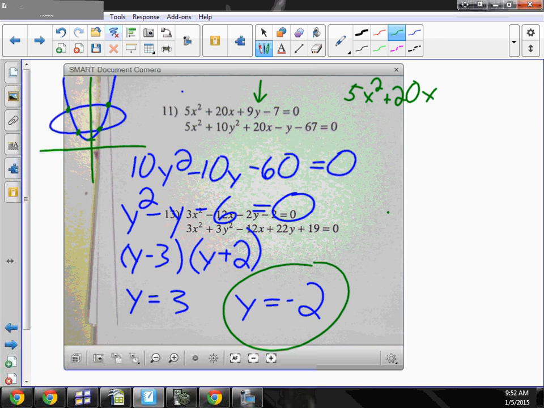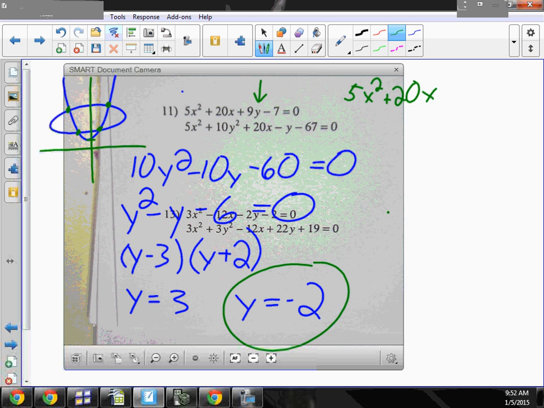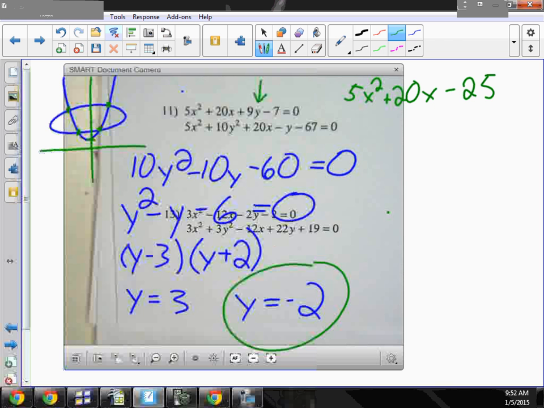So she asked, we changed all the signs. Well, it's still going to work. No matter if you change the equation, it will still work. I just preferred this equation because there are fewer negatives. So 5x squared plus 20x. 9 times negative 2 is negative 18. Minus 7 would be minus 25. So if you would have kept it, I would have had negative 5x squared minus 20x plus 25. But in order to factor, this needs to be positive.